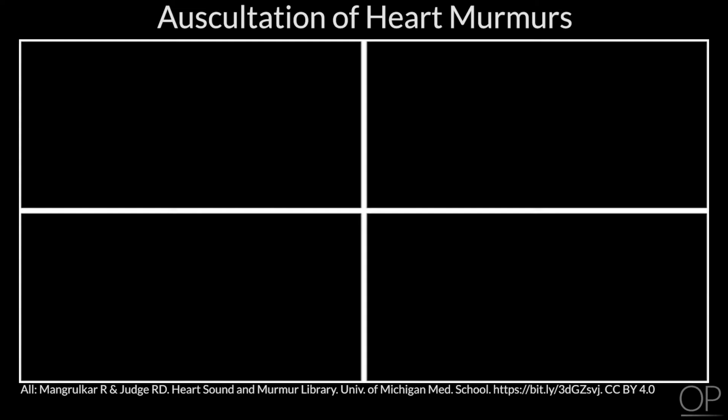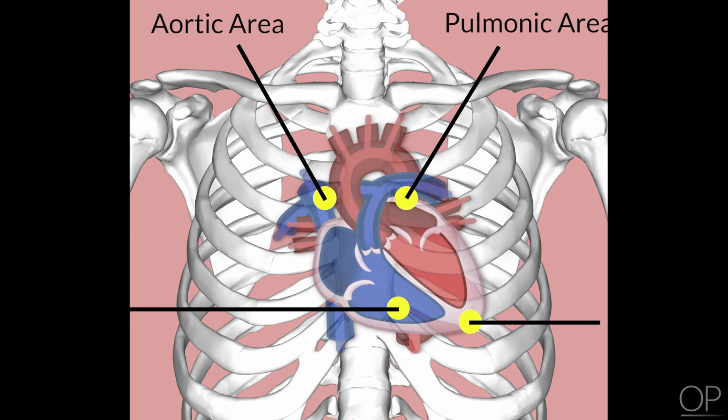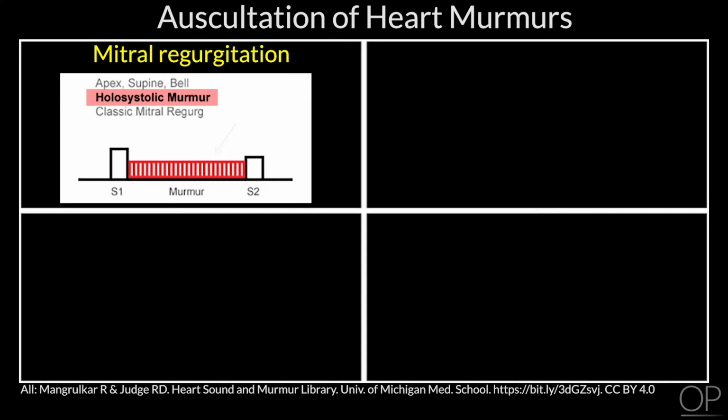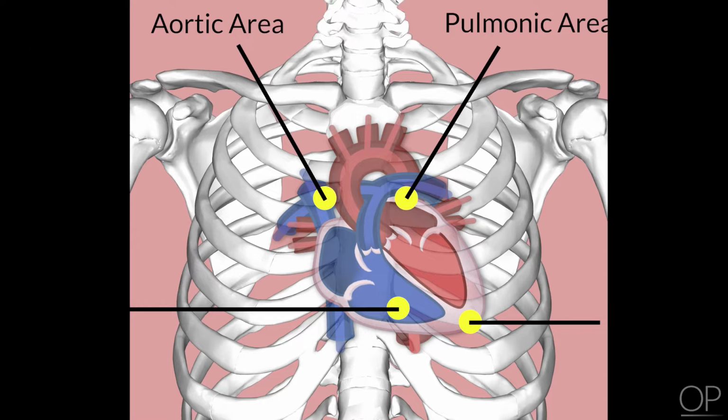The auscultation for mitral regurgitation reveals a pansystolic murmur heard loudest at the apex and radiating laterally to the axilla. Mitral stenosis reveals a low-pitched diastolic rumble, heard best at the apex.